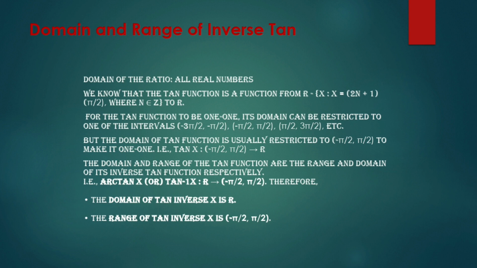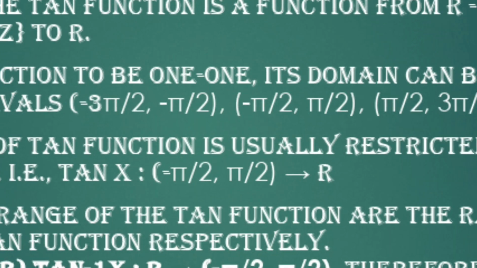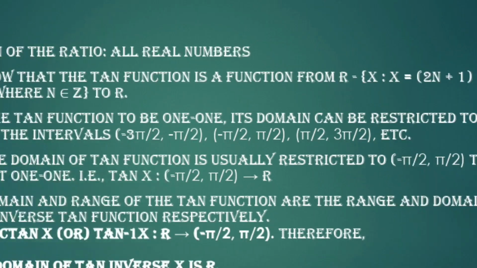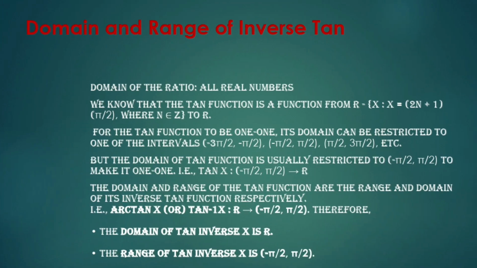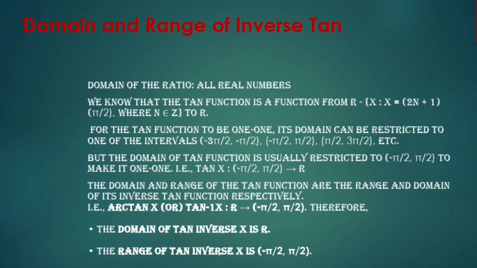For the tan function to be one-one, its domain should be restricted to one of the intervals among these: minus 3 pi by 2 to minus pi by 2, minus pi by 2 to pi by 2, pi by 2 to 3 pi by 2. Usually it is restricted to minus pi by 2 to pi by 2 to make it a one-one function. So tan x will be from minus pi by 2 to pi by 2 to the real numbers. This will be the domain and range of the tan function.